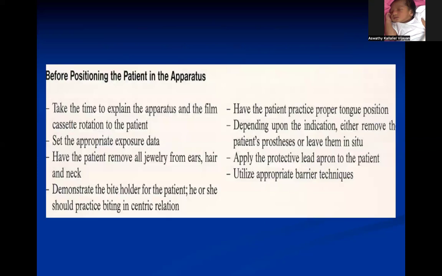Take the time to explain the apparatus and film cassette rotation to the patient. Set the appropriate exposure data. Have the patient remove all jewelry from ears, hair and neck. Demonstrate the bite holder for the patient so that he or she can practice biting in centric relation. Have the patient practice proper tongue position, and depending upon the indication, either remove patient's prostheses or leave them as such. Apply the protective lead apron to the patient and utilize appropriate barrier techniques.